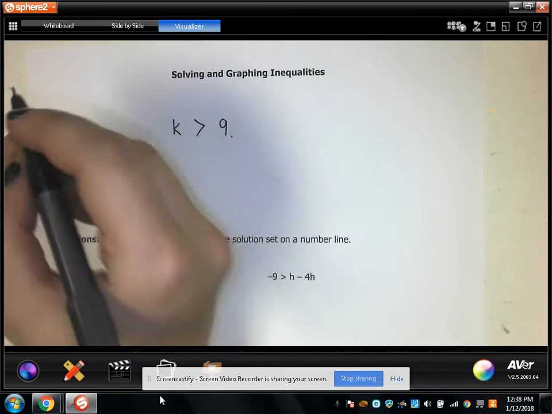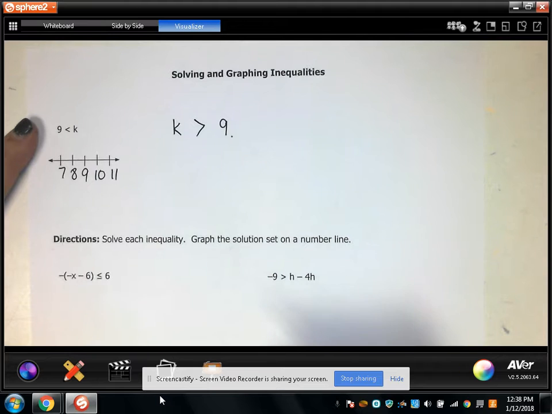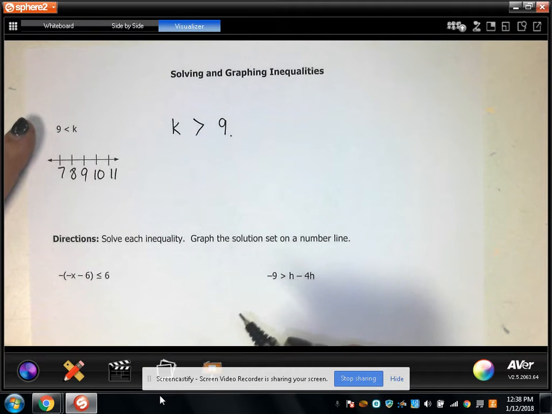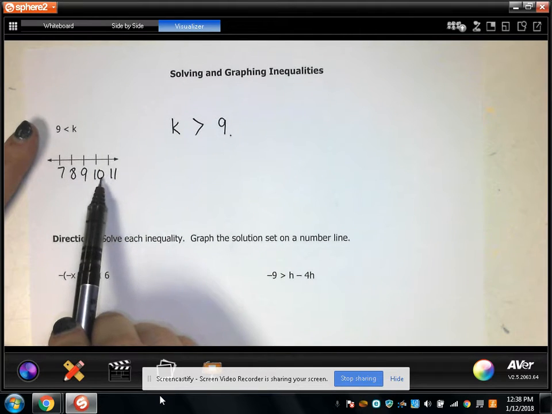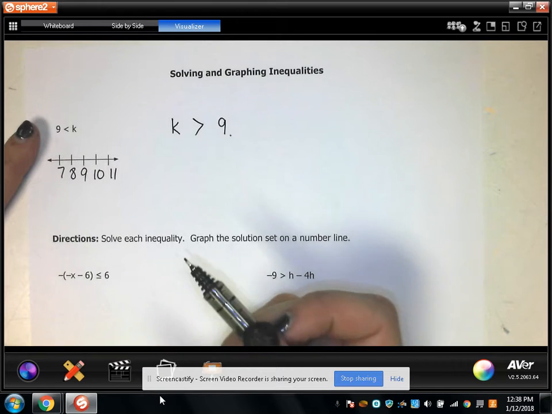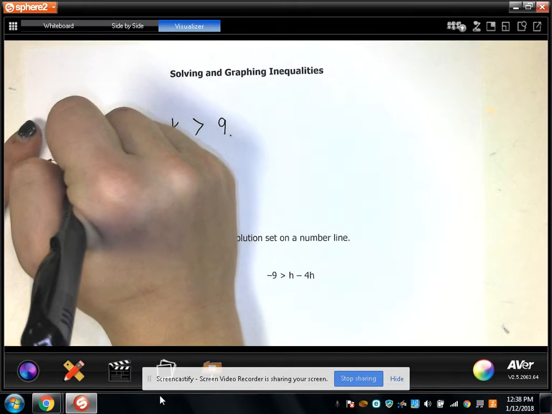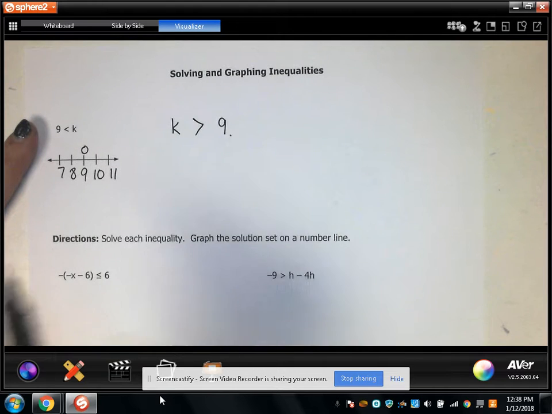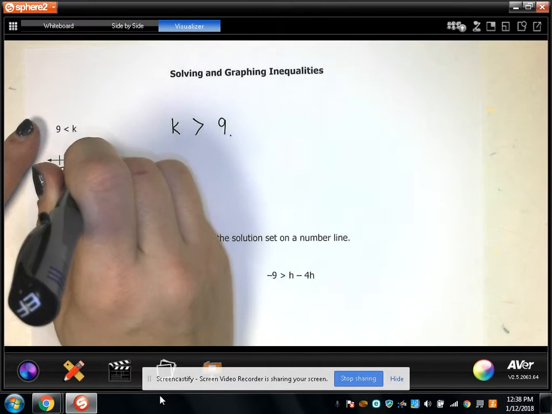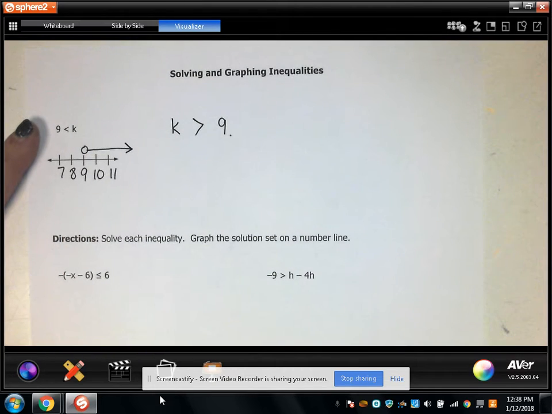And then to graph it, I put 9 in the middle of a number line. Now, k can be greater than 9. So k could be 11 or 10 or 9.5 or 9.1 or 9.0000001, but it can't be 9. So what you do is you want to start at 9, but you don't want to include 9. So you make an open circle over 9. And then k is greater than 9, so you draw an arrow to all of the numbers that are greater than 9, like 10 or 11.